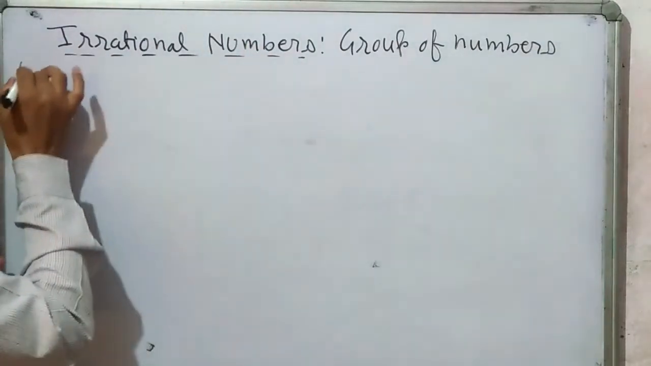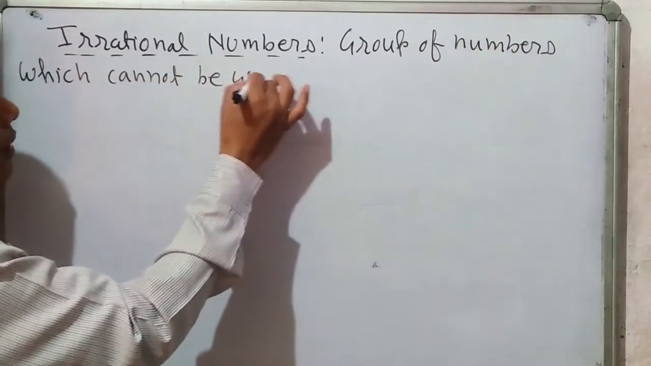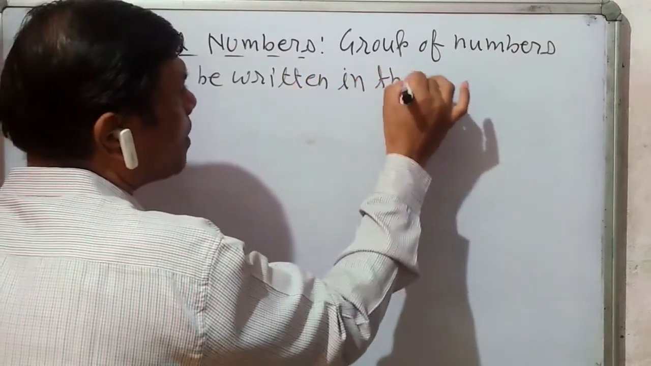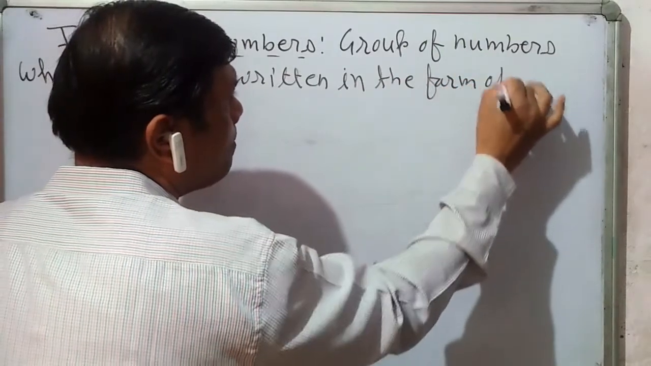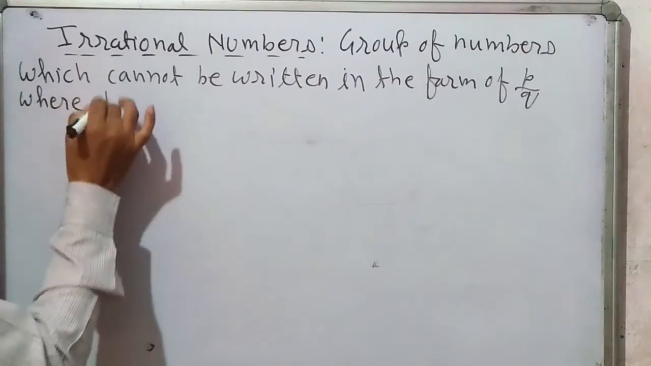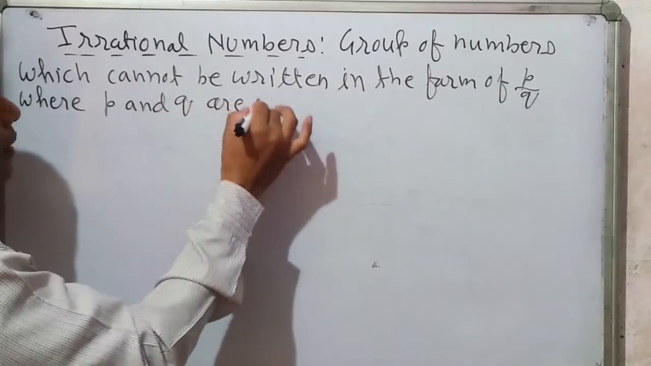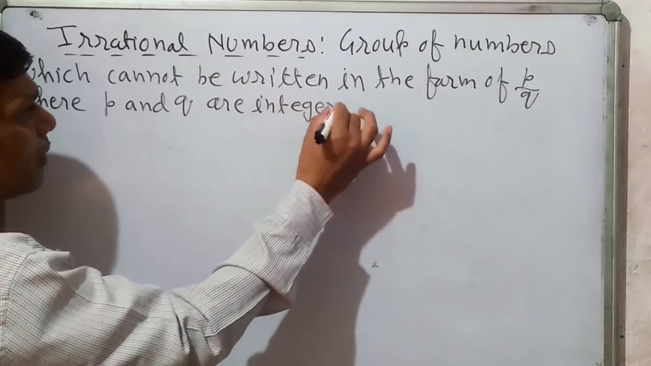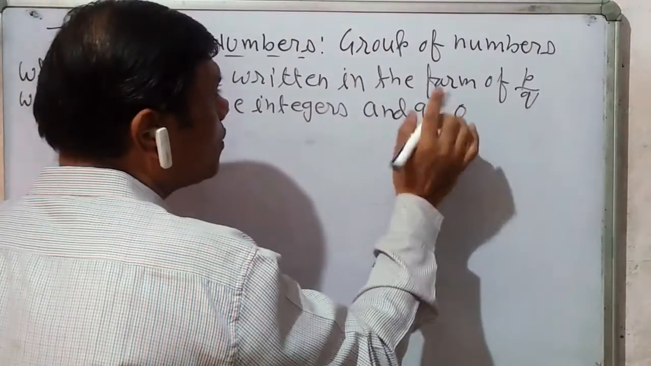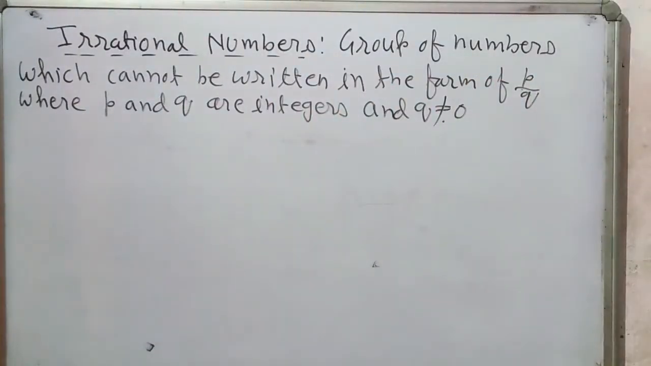which cannot be written in the form of P upon Q, where P and Q are integers and Q is not equal to 0. That means those numbers which are not rational are irrational. But there is something more to that.